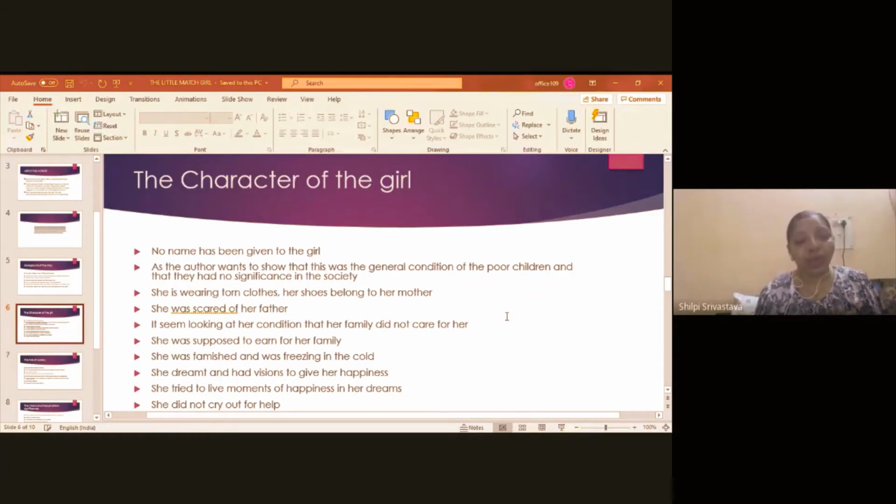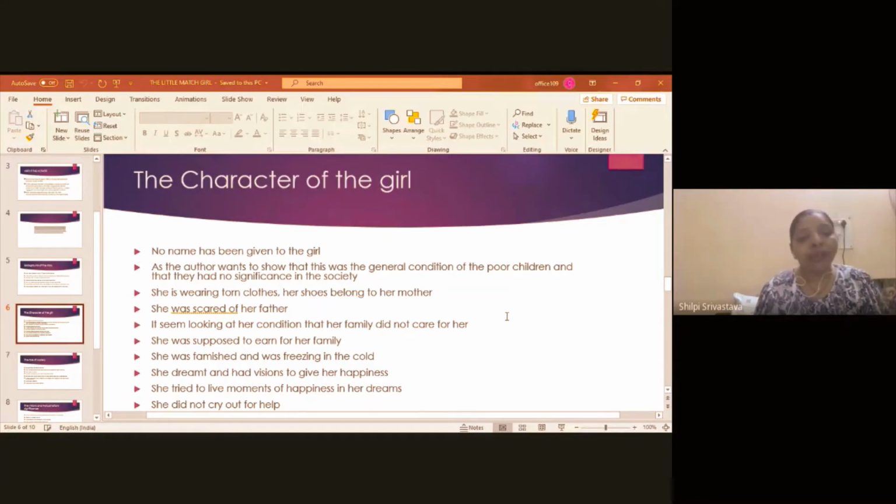She's wearing torn clothes, her shoes belong to her mother. All right, so when you begin this story, you see that the girl is wearing tattered clothes, her hair is disheveled, and the shoes also that she's wearing belong to her mother. So you can see the pathetic condition that this girl belongs to. Not even does she have a pair of shoes that could keep her warm, because in winters, you wear tight clothes so that they keep you warm. But here the girl is not even wearing warm shoes. The shoes are useless for her because they don't even fit her.